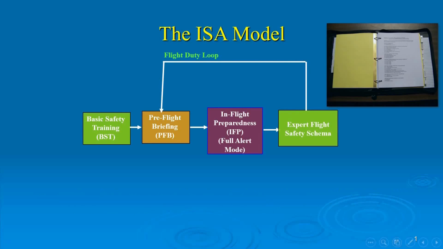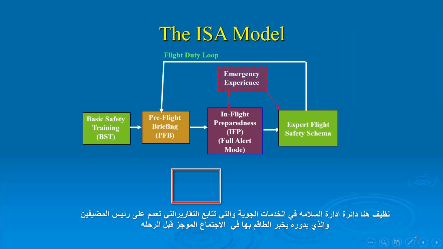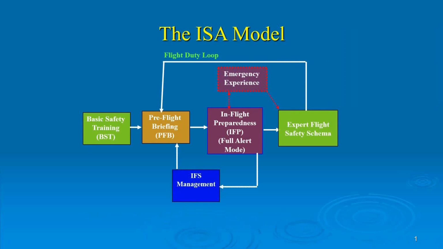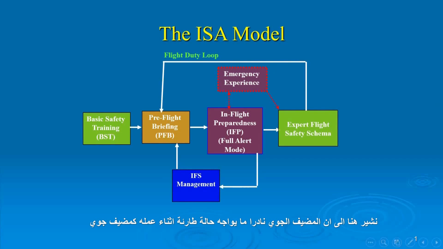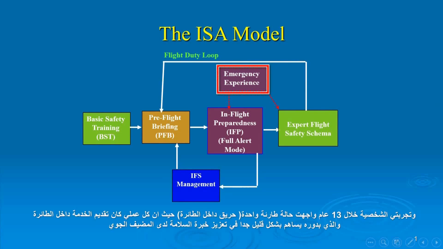We add here the in-flight safety management loop that follows up reports and takes actions that are circulated to in-flight supervisors to inform their crew in the upcoming pre-flight briefing. We note here that the flight attendant might encounter emergency experience through his career. In my experience of 13 years, I have had slight emergency experience, which slightly contributes to improving the flight safety schema.